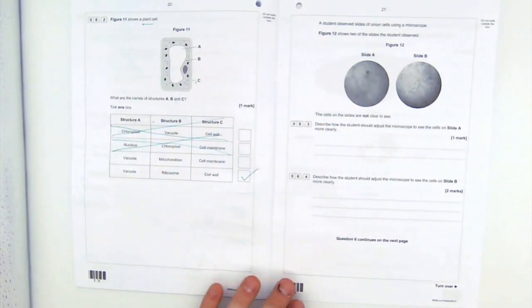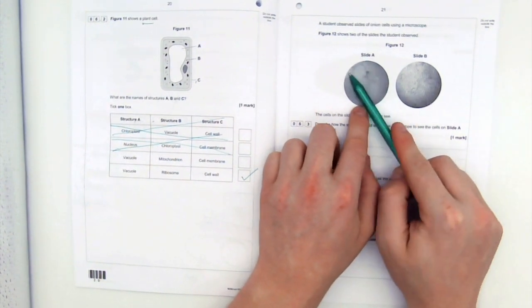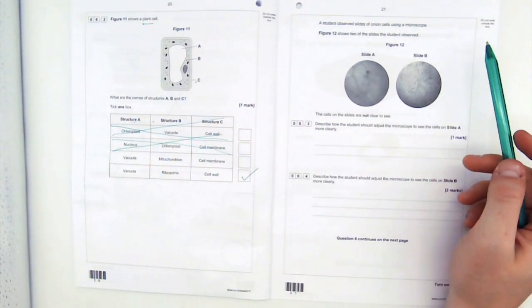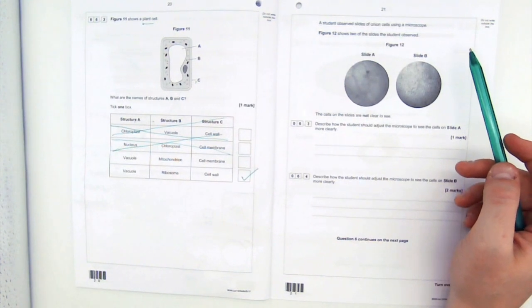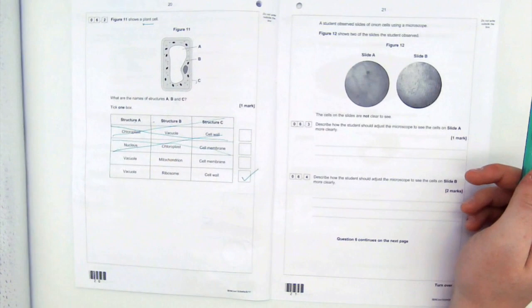The student observes slides of onion cells using a microscope. Figure 12 shows 2 of the slides the student observed. Here it's a little bit fuzzy, but you can see they're much bigger than they are here in slide B. The cells on the slides are not clear to see. Describe how the student should adjust the microscope to see the cells on slide A more clearly.